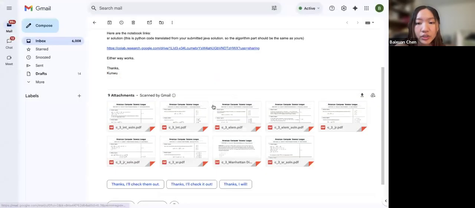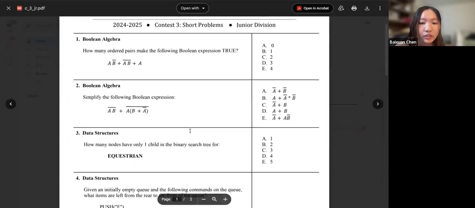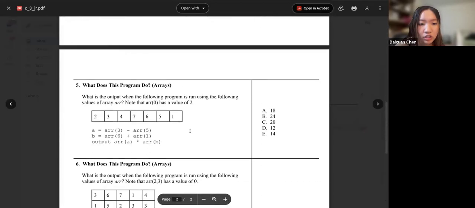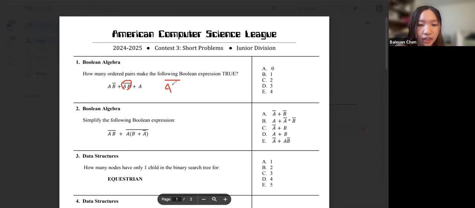So then we can go on to the junior section. And this one is a little harder because it also has data structures in it. Okay, so for this one, first question: how many ordered pairs can make the following Boolean expression true? For this, I would try to simplify it as much as possible. So how do we simplify it more? Well, you can use a specific rule. When you have not of A times something, you can turn it into not A plus not B.